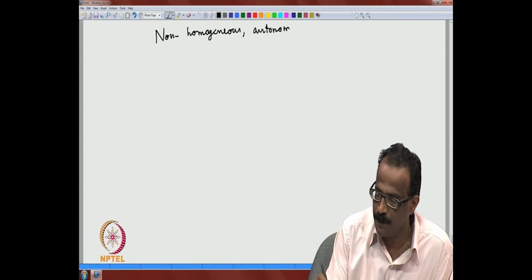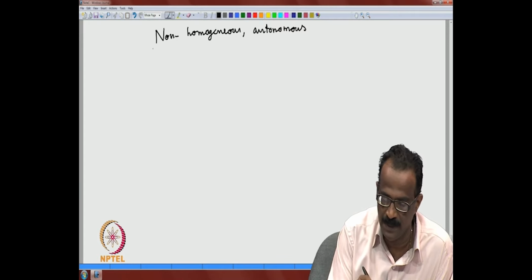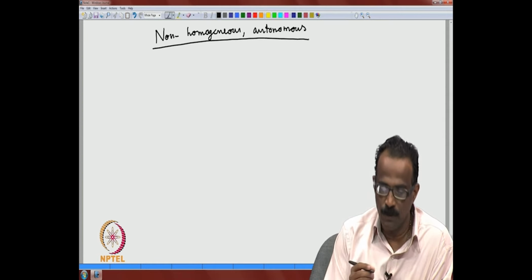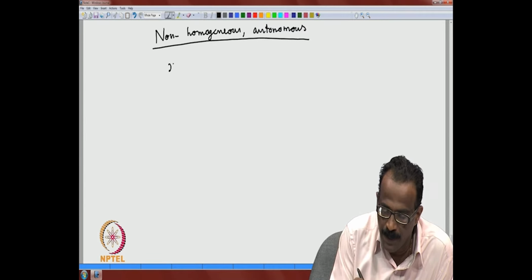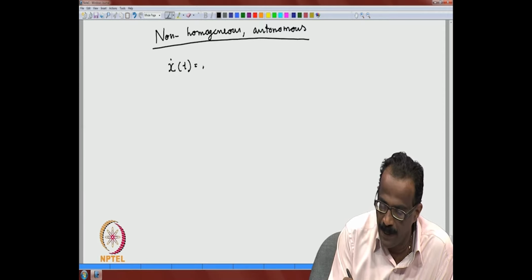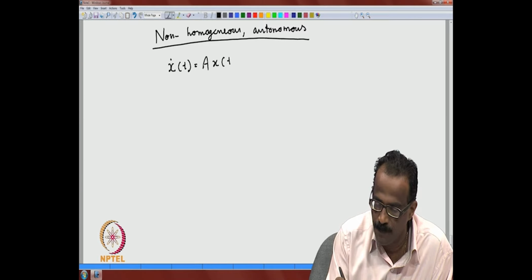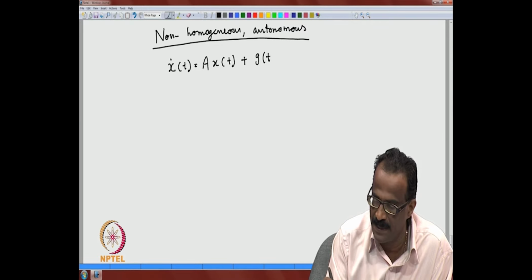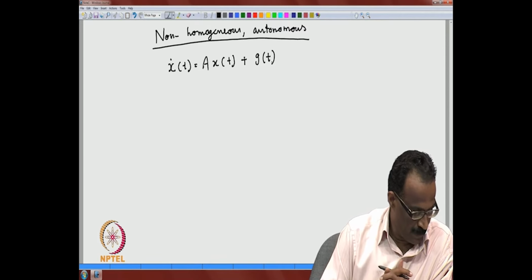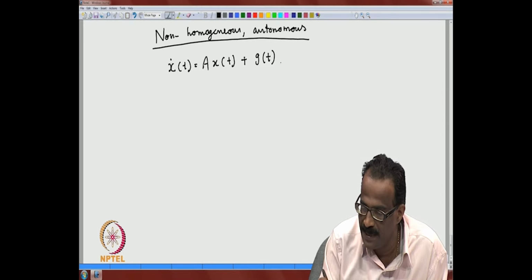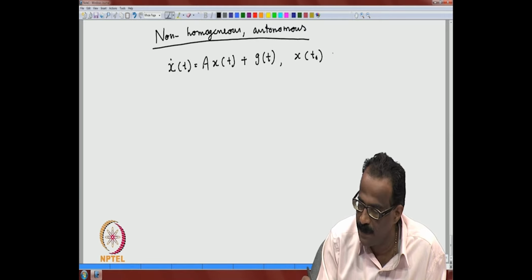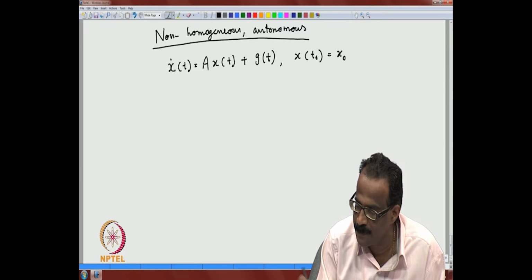We are in autonomous only, because all these facilities are available. So, what would be your equation? You have your equation x dot t is equal to A x t plus g t, where A is independent of t, and g t is the forcing term. So, you can have your g t and your initial condition x at t naught is equal to x naught. Okay.